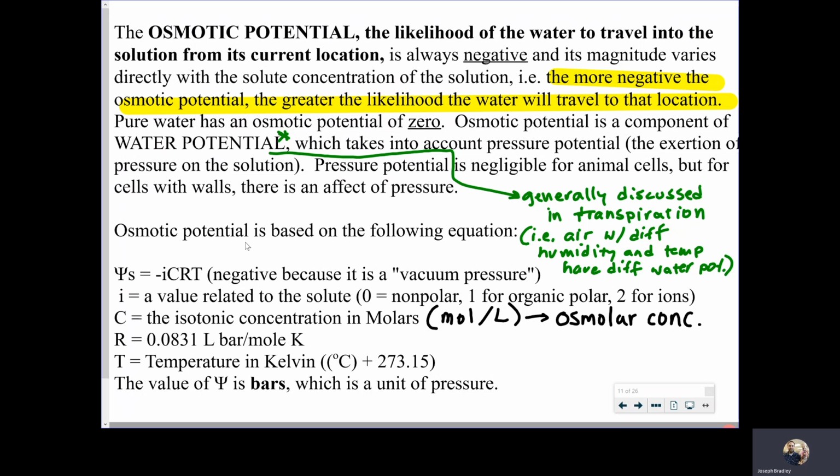C is then going to be the isotonic concentration. You might also see that referred to as the osmolar concentration, and it's a concentration in molars. Molars is moles per liter. So if you don't know what moles are, make sure you look that up. It's a number that has to do with the atomic mass of all of the elements that are in the molecule. If you add up all the atomic masses and then convert that to grams, that's going to be referred to as 1 mole of that substance. And it's going to be relative to a particular number.